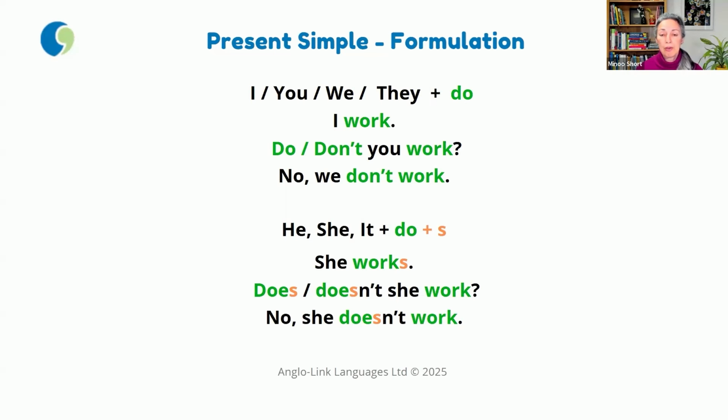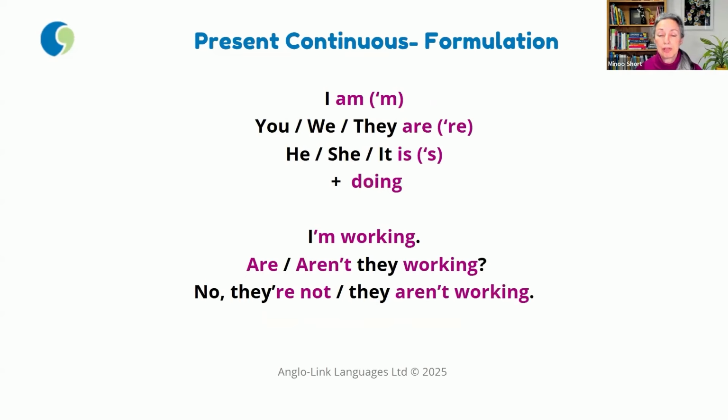So very briefly now, looking at the formulation of present continuous, your help verb here is be. So you conjugate the verb be in the present tense. I am, you, we, they are, he, she, it is, or of course contractions are more common. And then you add doing. I'm working. And the help verb to create your questions and negative sentences is of course again the verb be. Are or aren't they working? No, they're not, or they aren't working.